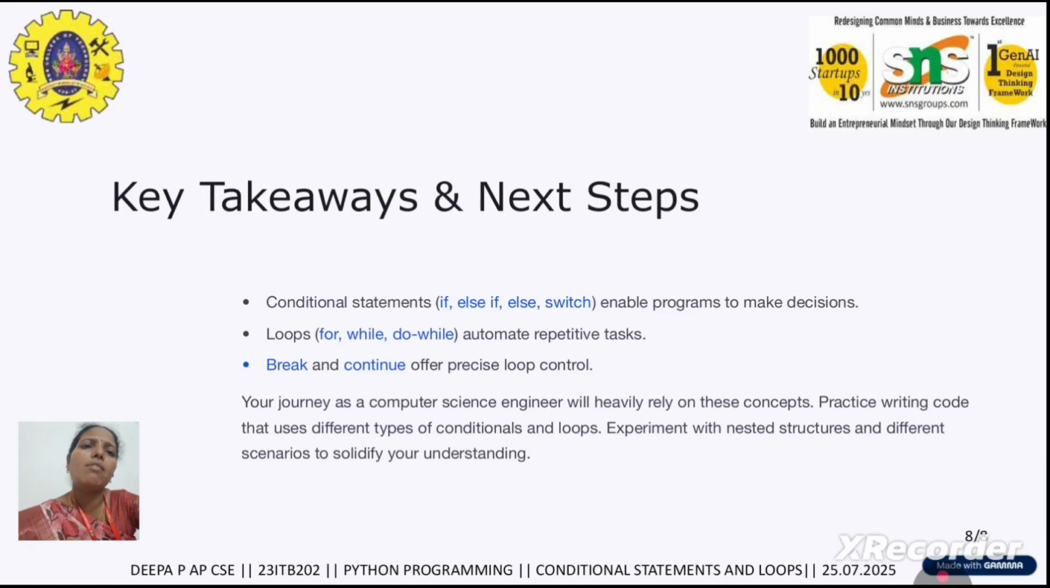The key takeaway of conditional and control statements: the conditional statements are if, else if and switch statements, which enable decision making. The control statements are for loop, while loop and do while loop, which automate repeated tasks. The break and continue statements offer precise control of a loop. They are also called jump statements.